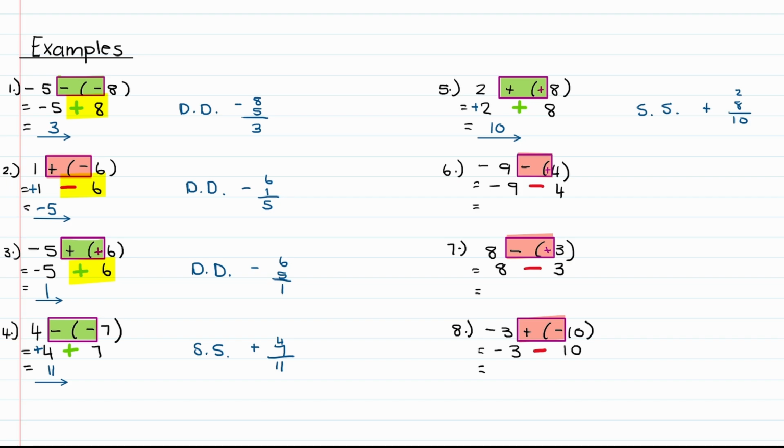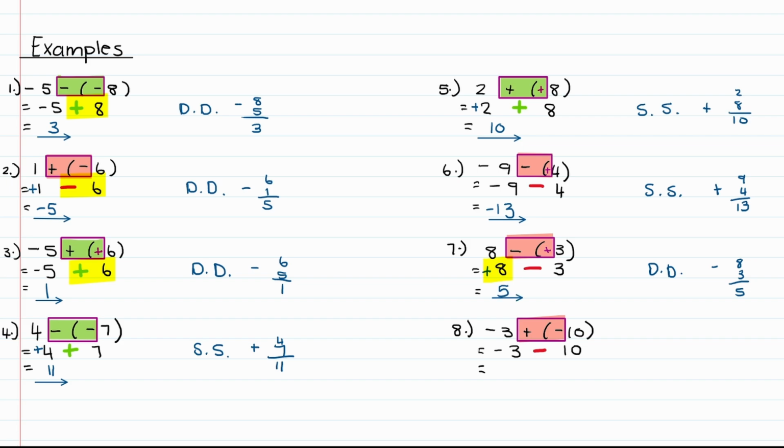For question 6, my signs are the same, so I find the sum. I find the sum of 9 and 4. 9 and 4 give me 13, and since they're both negative, my answer is negative 13. For question 7, my signs are different, so I find the difference. I find the difference of 8 and 3. 8 minus 3 gives me 5. 8 is further from 0 and it's positive, so my answer is positive 5.